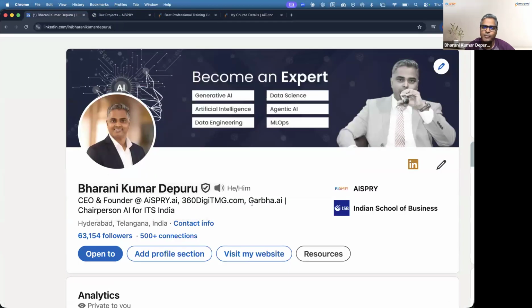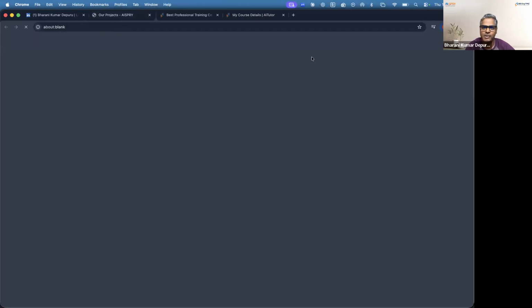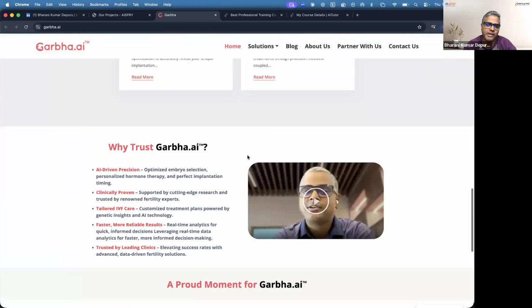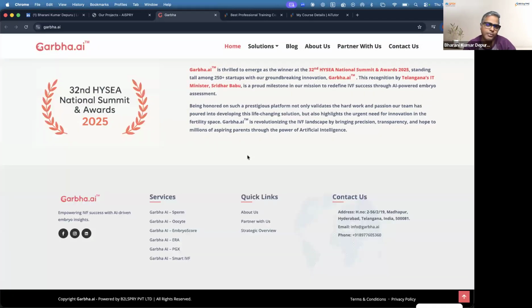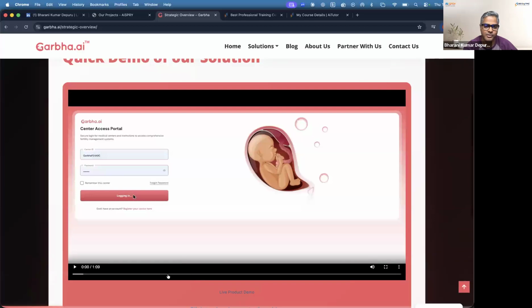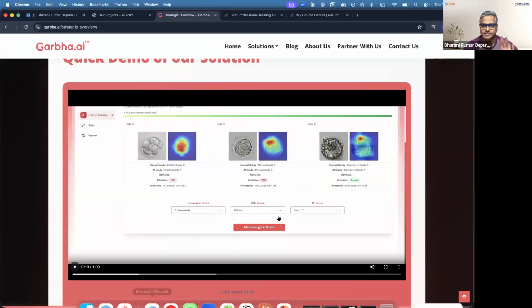I'm also CEO and founder of Garba.ai. If you go to products in AiSPRY.ai, you will see Garba. This is India's first and only solution in the space of life sciences and healthcare, in the space of IVF, which got government approval. We are the first in the country to get CDSCO approval. Only once you get that approval will you be able to sell the solution in the market. Otherwise, you should not sell it. I would also talk more about it later.